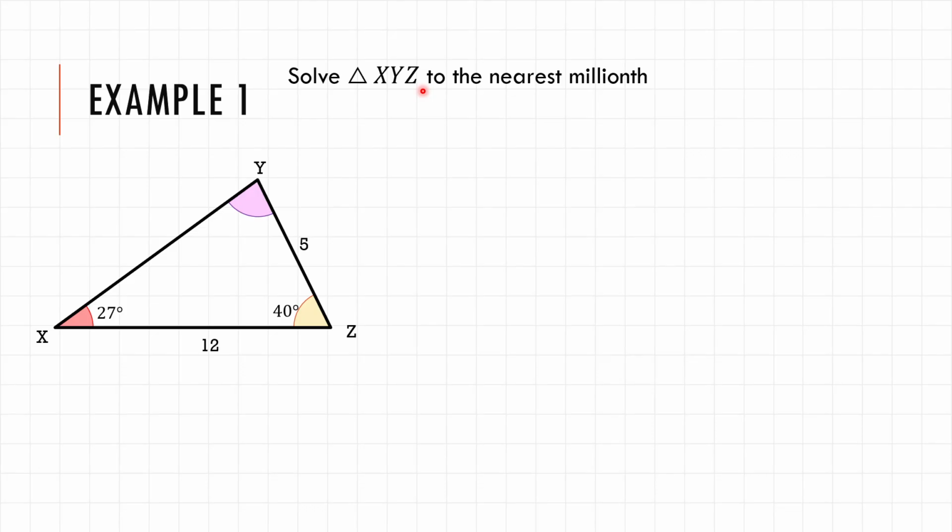One of the easiest ones to find here is the angle measure y. We know two of the angles, and we know that all the interior angles of a triangle must add up to 180 degrees. So if I take 180 and subtract angle x and subtract angle z, I'll get angle y. And that ends up being 113 degrees.